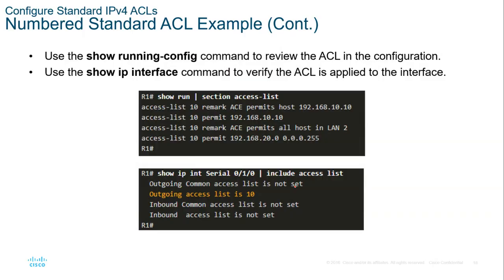Then you can actually verify the configuration by running some commands, show running config or show IP interface. So we have show IP interface, but filtered, include access list. As you can see, our access list is 10 outbound. The inbound access list is not set, so this is the outgoing access list.